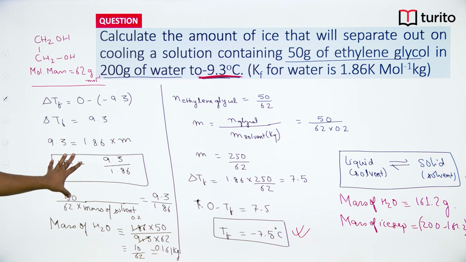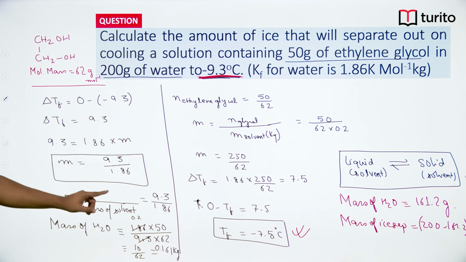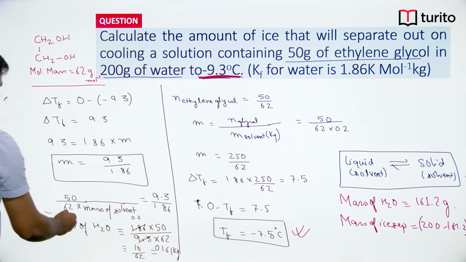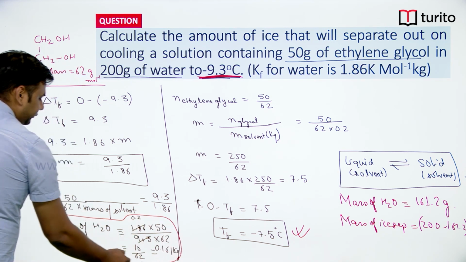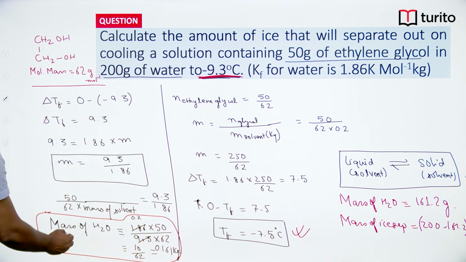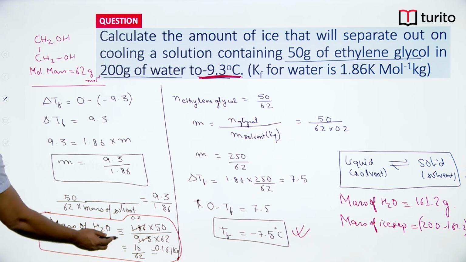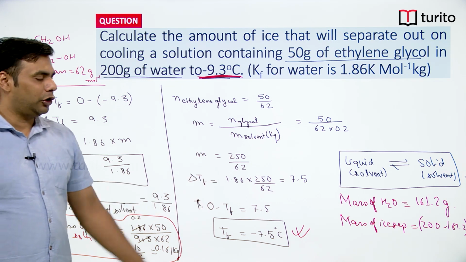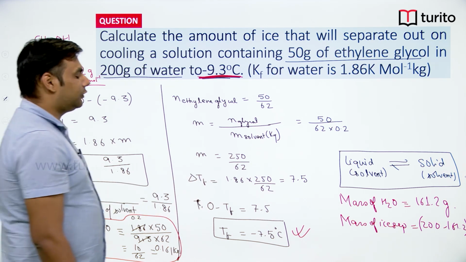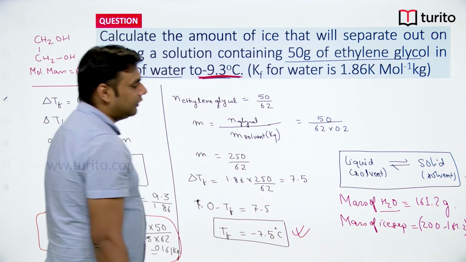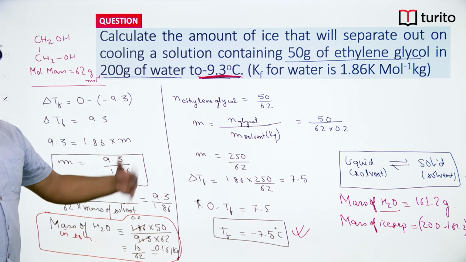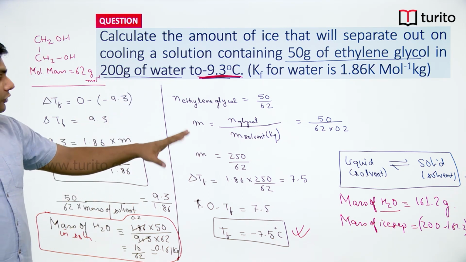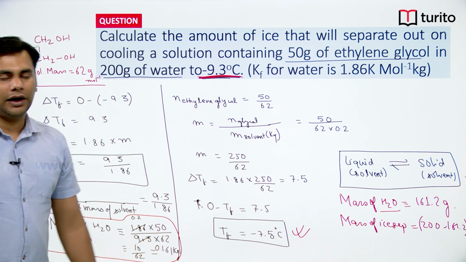So molality is the number of moles of solute, which is 50 upon 62, divided by mass of solvent in kg. This is basically this quantity. If you calculate, this basically is the mass of water in solution. This would come out to be 1.161 kg or 161.2 grams. So the mass of water in the solution is 161.2. Initially the mass of water was 200, so the remaining water has converted into ice.